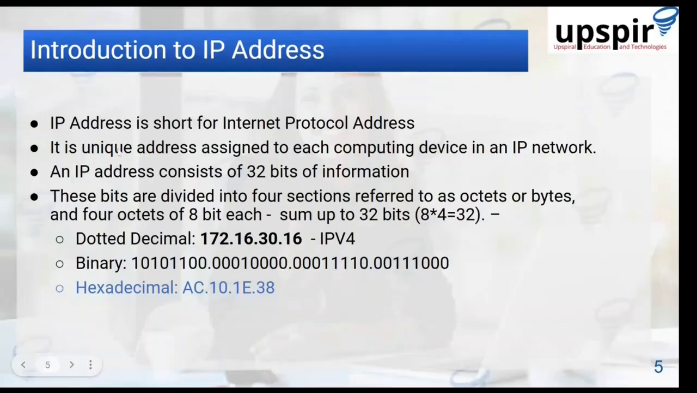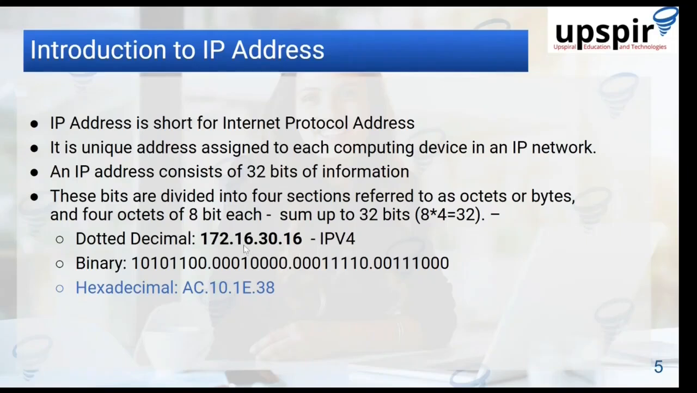So IP address is a short form of Internet Protocol address. It is a unique address assigned to each computing device in the IP network. An IP address consists of 32 bits of information. These bits are divided into four sections referred to as octets or bytes, and the four octets are of 8 bits each. So dotted decimal representation is this, binary is this, and hexadecimal is this. Hexadecimal is not relevant here.